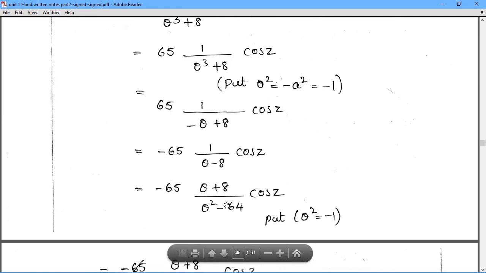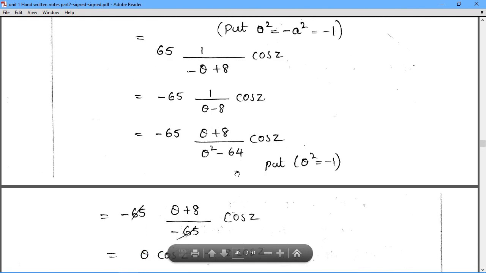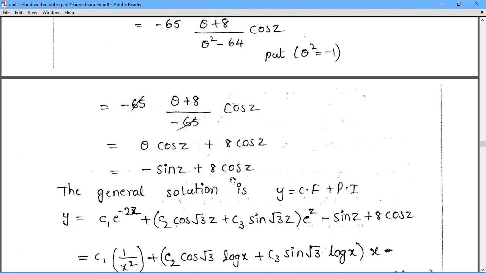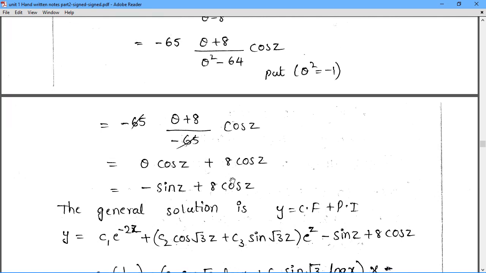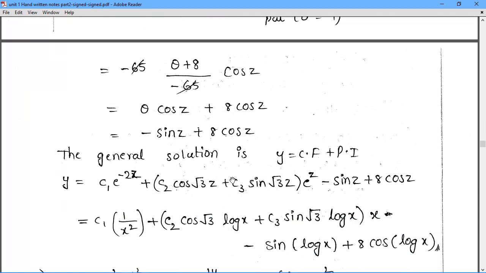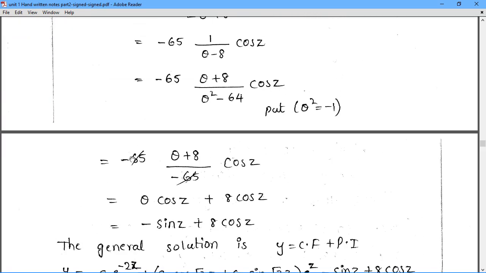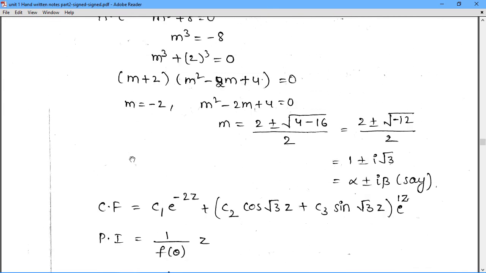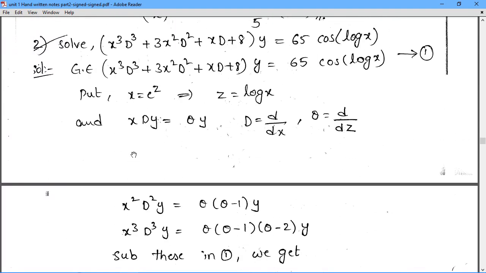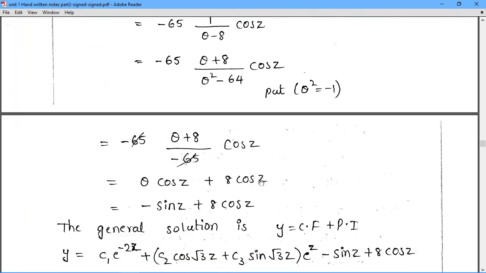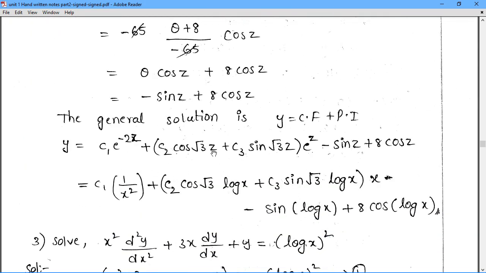Hence adding these two solutions, that is CF and PI, we will get the complete solution of the linear DE with constant coefficients. But don't forget to replace z as log x. So replacing z equal to log x, we will get the complete solution of the given Cauchy-Euler's equation of third order. The solution is like this. So don't forget, replace z as log x. E power z means x. Sin z means sin of log x.